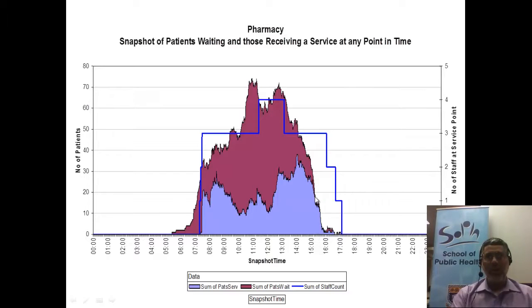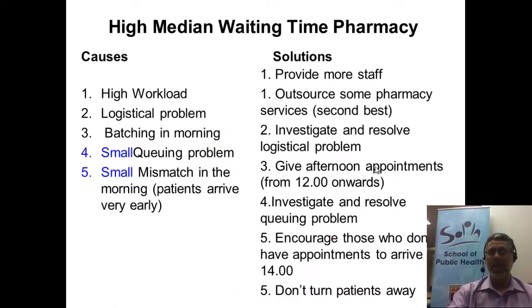at 3:30 do they finally get down to 35 again, and at 4 o'clock they start clearing all the patients. So a sterling effort, but they're just too overworked to actually reduce the waiting times. Okay, so the causes of the waiting time is a high workload, there's a logistical problem they reported, and there's a small bit of batching in the morning, small queuing, and small mismatch.